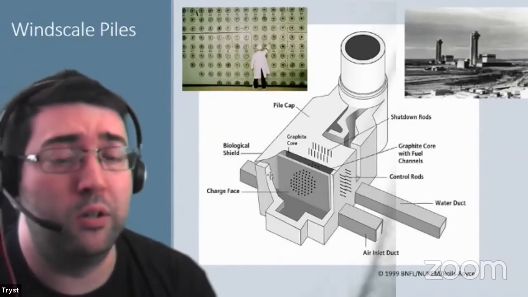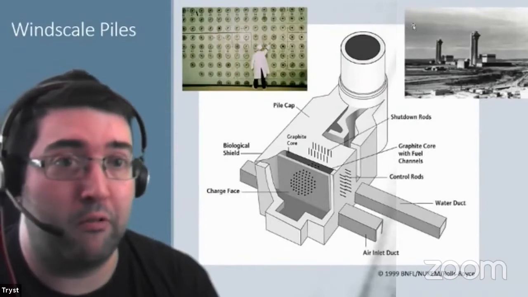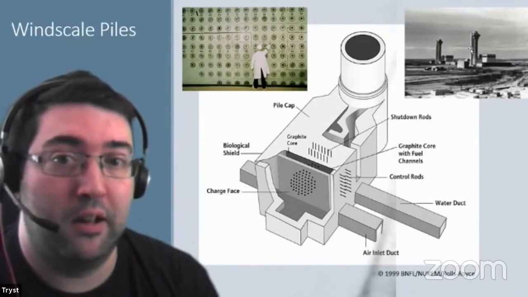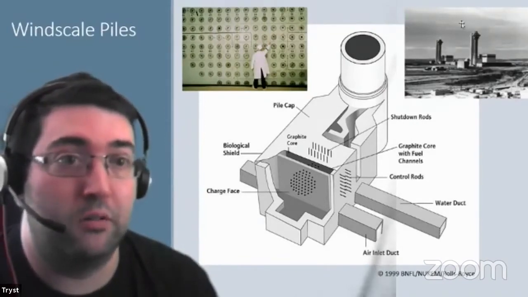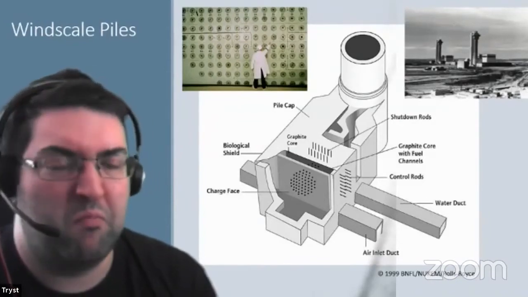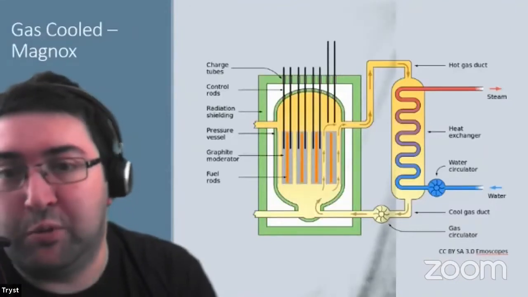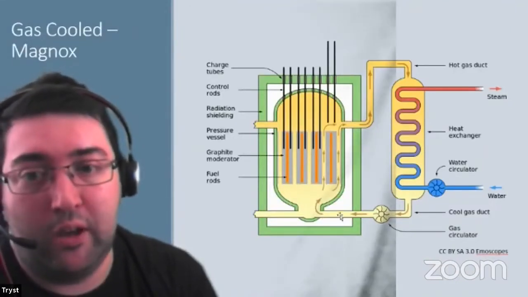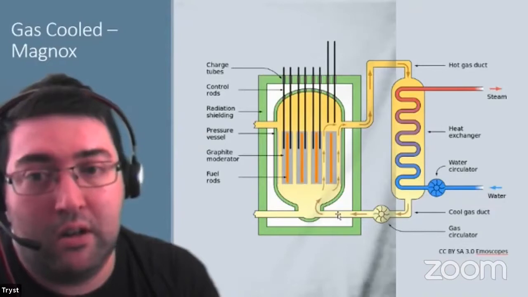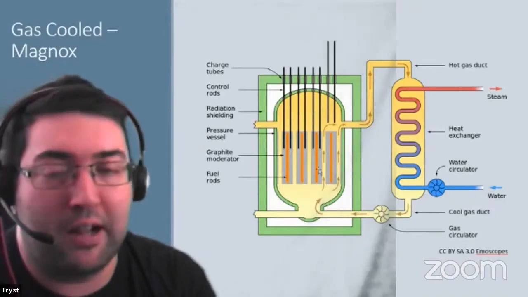And they were air-cooled. So air was being blown through the reactor core and out a chimney by there to cool them down. Very first gas-cooled reactor, I guess. Which brings us on to gas cooled, where you have a coolant gas that circulates through your reactor core.